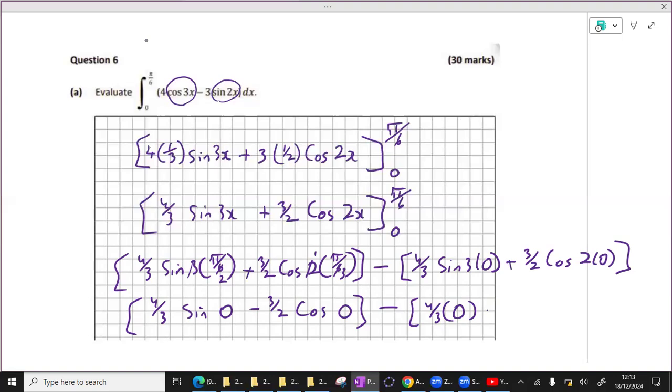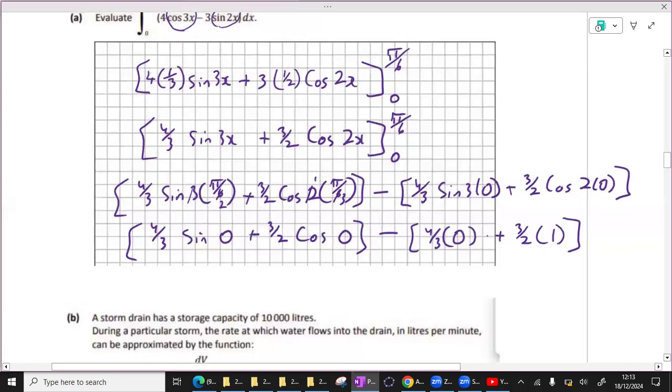Okay, sorry, yeah, so they're all pluses. I should have changed them from the start. So this is plus 3/2, and the cos of 0 is 1. So just be careful there, because some of you left it out at that stage.